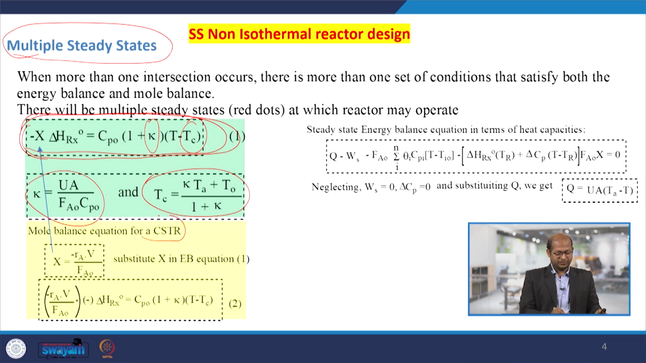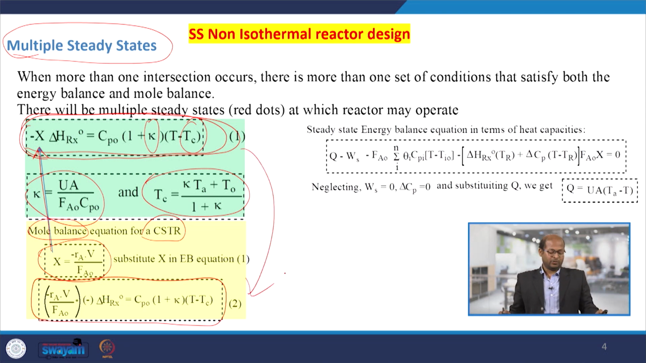Now, from the design equation of a CSTR, X equals minus Ra into V by Fa naught. That is the design equation for a CSTR reactor. If we substitute this into the energy balance equation, equations 1 and 2 are both the same, but X is substituted with respect to the CSTR design equation, minus RA V by Fa naught. Both are the same, but here we are eliminating conversion, and in its place expressing the rate of reaction, volume and Fa naught.